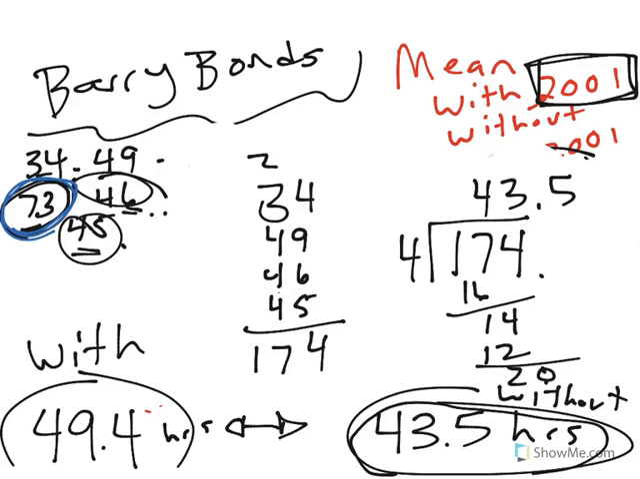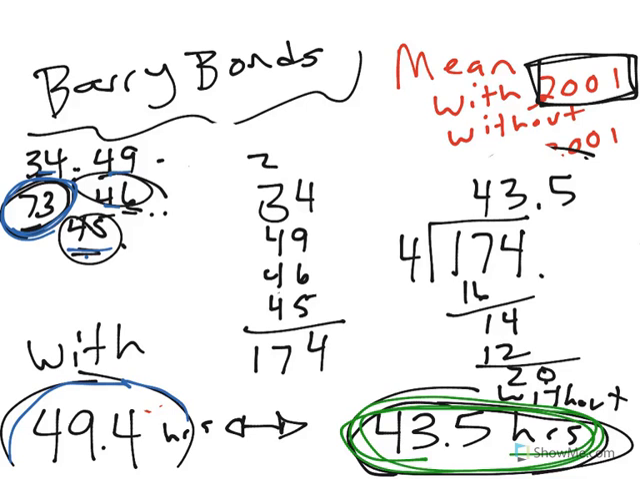So let's take a look at 49. 49 is actually higher than 4 of the numbers. So if your average is higher than most years, which one do you think would be a better representation? I would argue that 43.5 home runs would be. So those are the kind of things it's going to ask you on your homework.